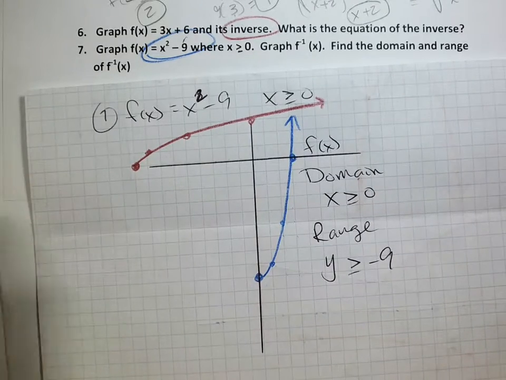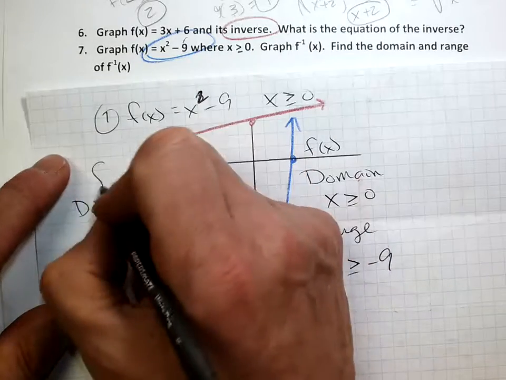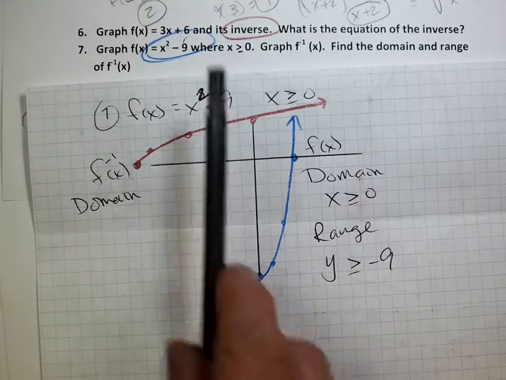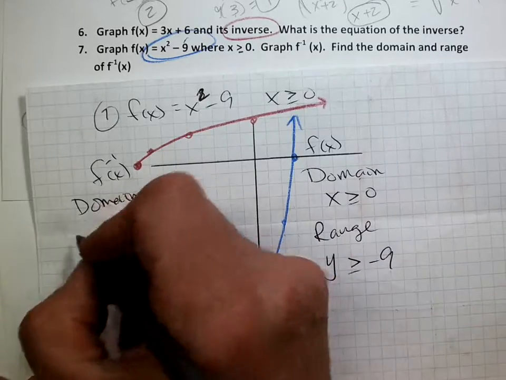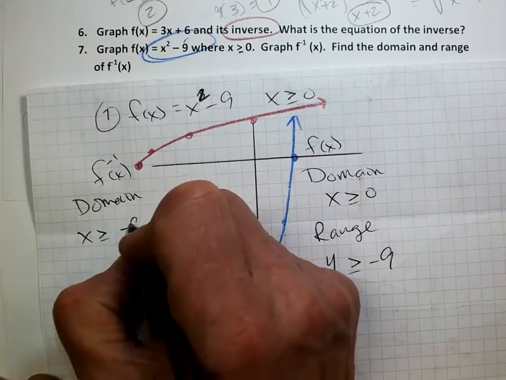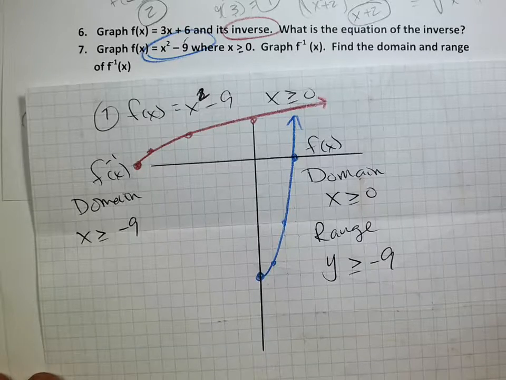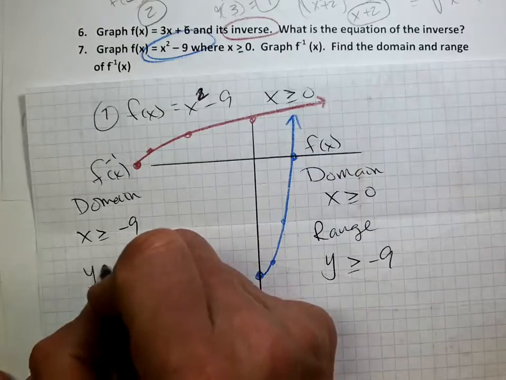Now let's look at the inverse. So the domain of f inverse of x, right? The domain is the x. Starts at negative 9 and goes forward, right? So it's x is greater than or equal to negative 9. And the range is its height, lowest height up. Starts at a height of 0, goes up. So y is greater than or equal to 0.